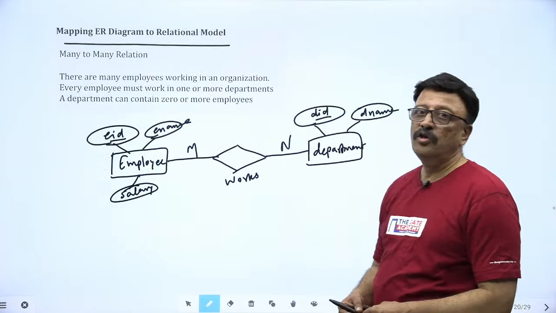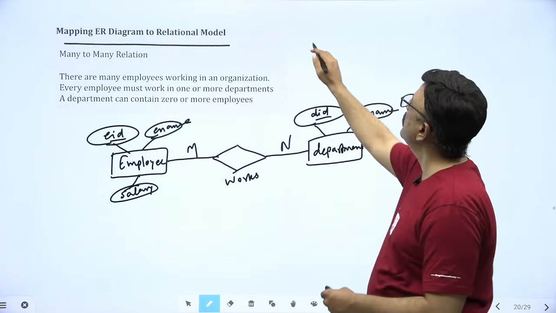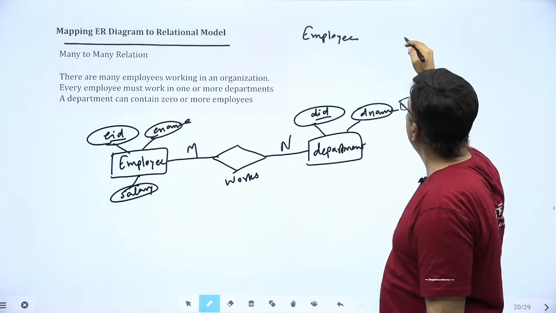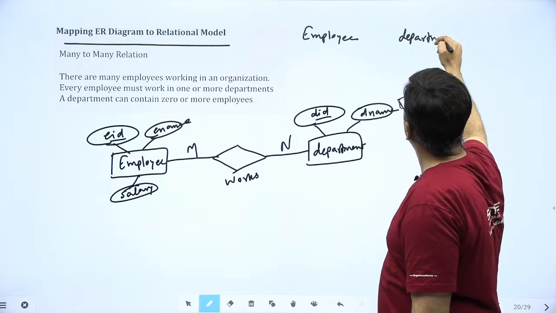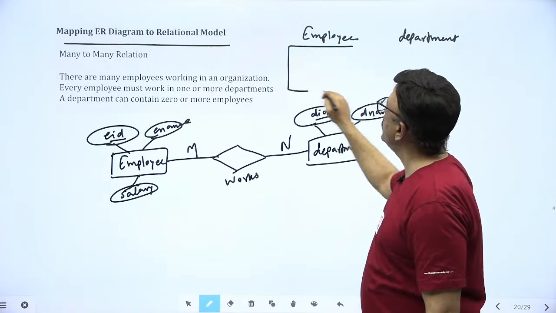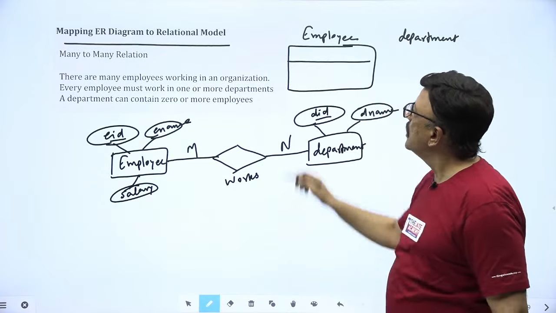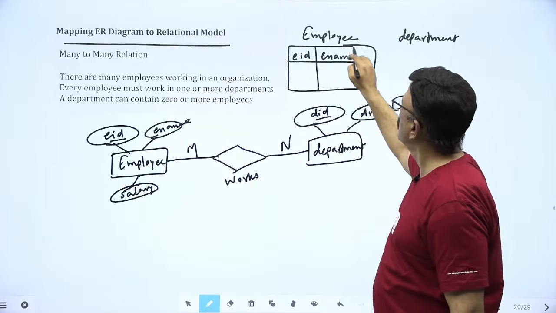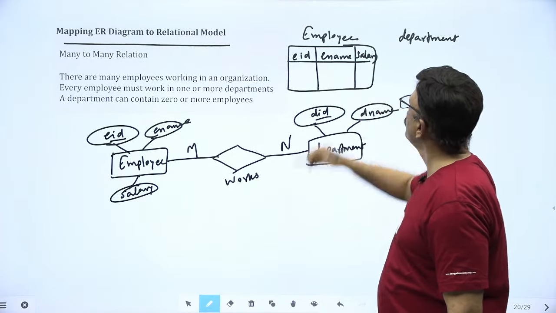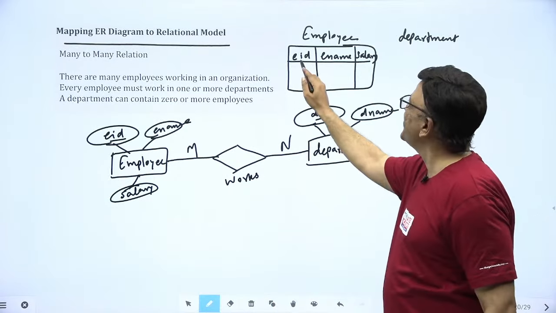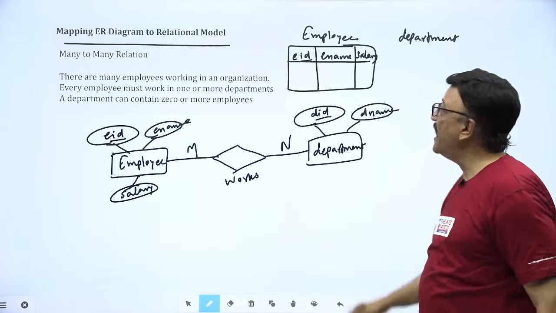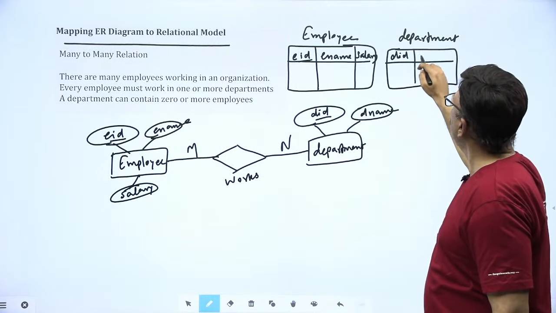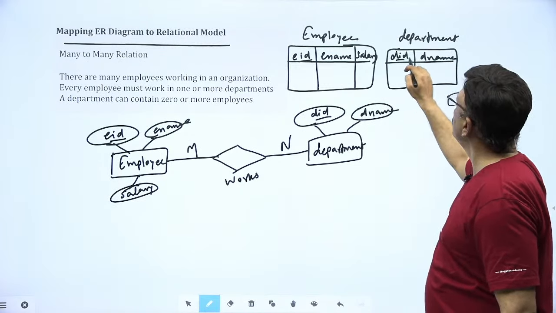in many to many, you are watching 2 entities. So definitely there will be a table called employee and there will be a table called department. No question about it. 2 tables, because each entity gets converted into a table. Now this employee will have EID, e-name and salary. This is the key attribute. And department will have DID and dname. This is the key attribute.